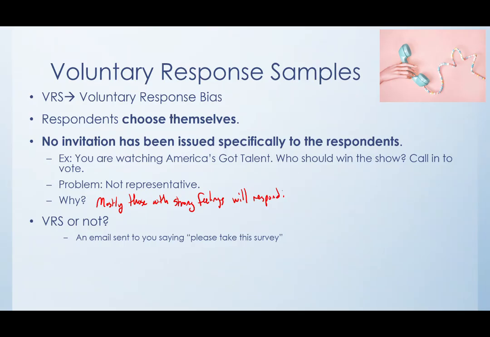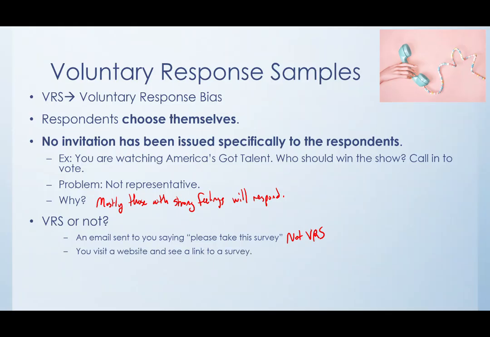So if I send an email to you saying, hey, please take this survey, is that a voluntary response sample or not? This one, no, because that email was sent to you specifically. You were selected to be in the survey. Now, whether or not you decide to respond to the survey, that's a different matter. But you were selected by somebody other than you. So this one is not a voluntary response.